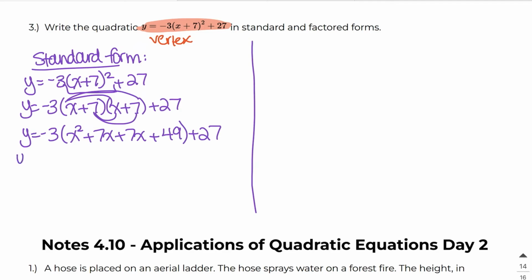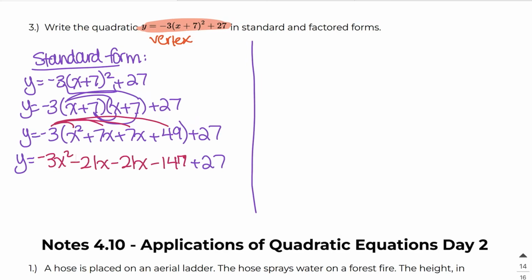Then I'm going to actually distribute first this time. I know last time I said I would collect my like terms, but I want you to see how it doesn't matter how you do it, it will still always work. So I'm going to distribute the negative 3 through to everybody inside of the brackets, and once the brackets are closed, I'm done distributing. So negative 3 times x squared is negative 3x squared. Negative 3 times 7x is negative 21x. Negative 3 times another 7x is another negative 21x, and then negative 3 times 49 is going to be negative 147. Then I'm going to add the 27 at the end.